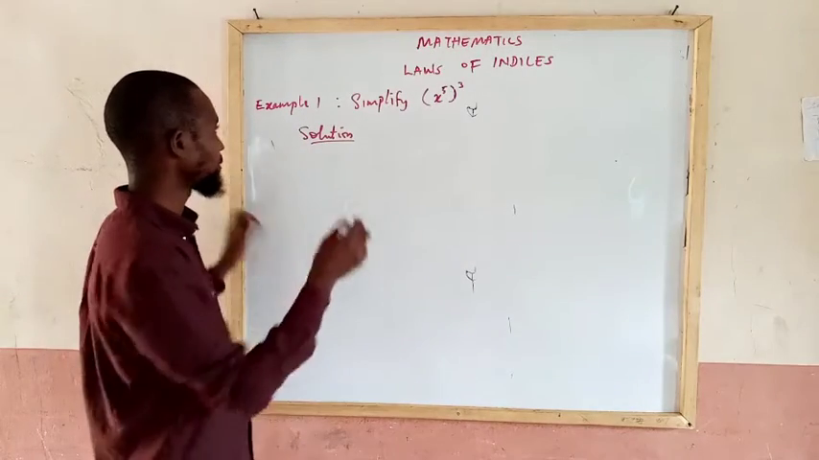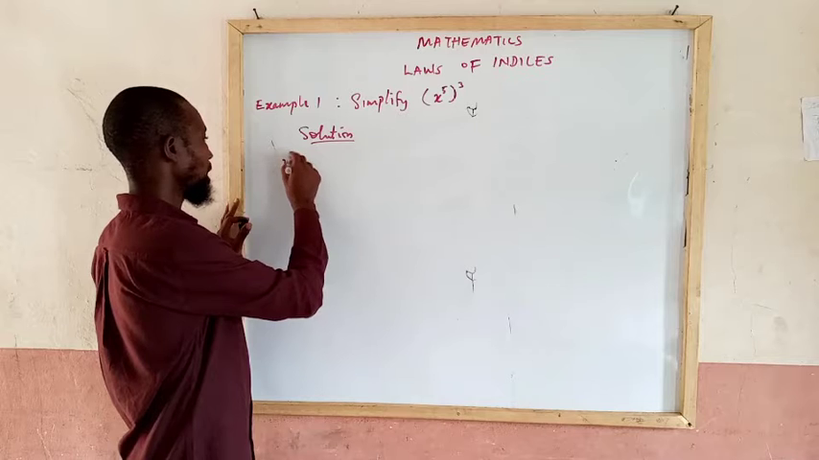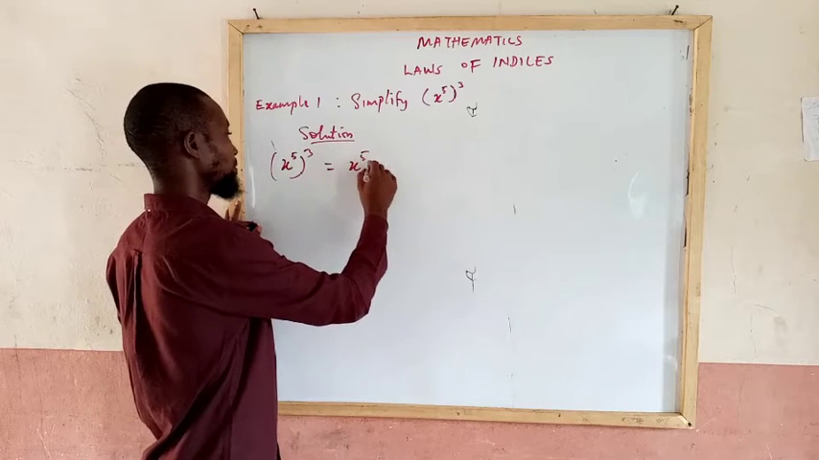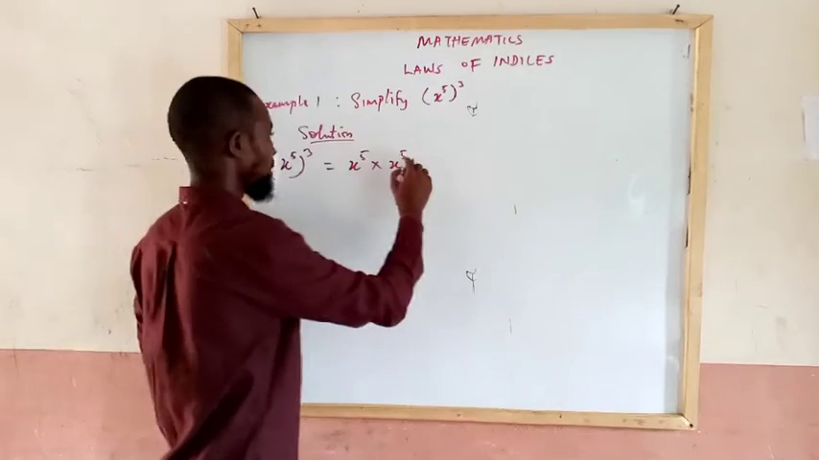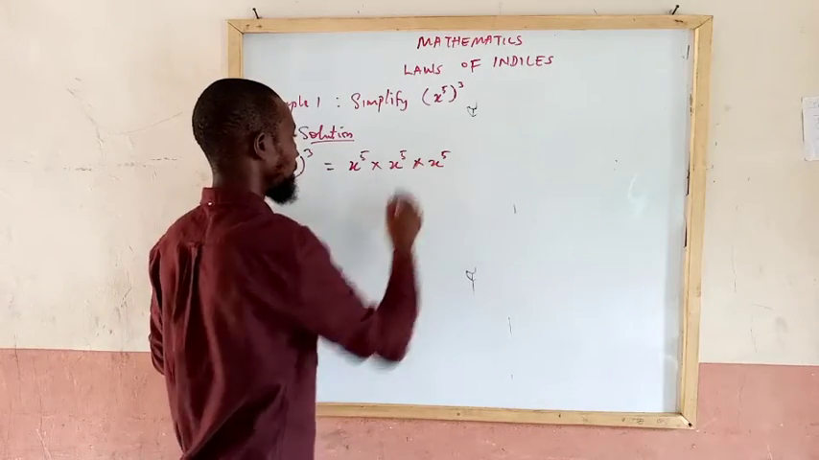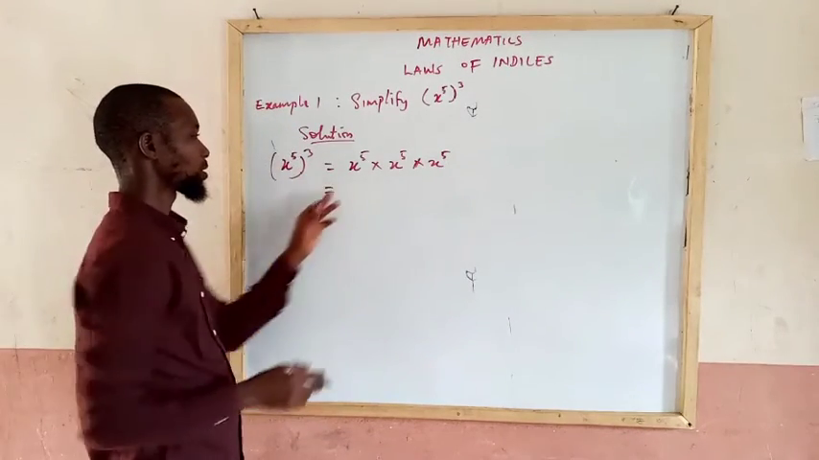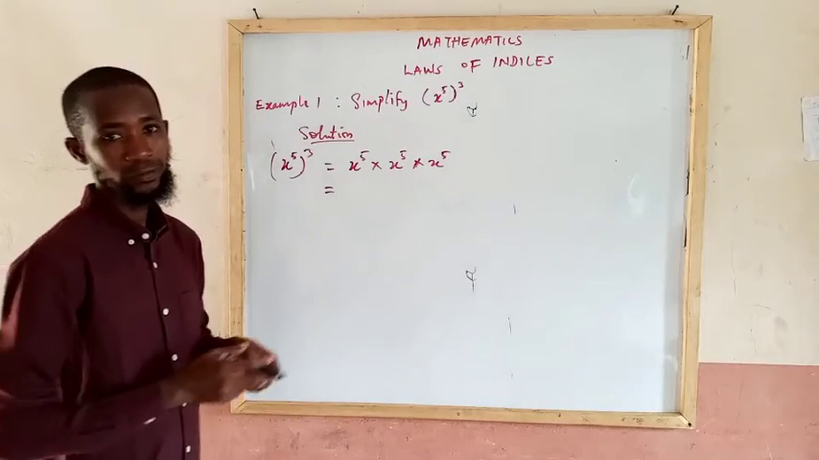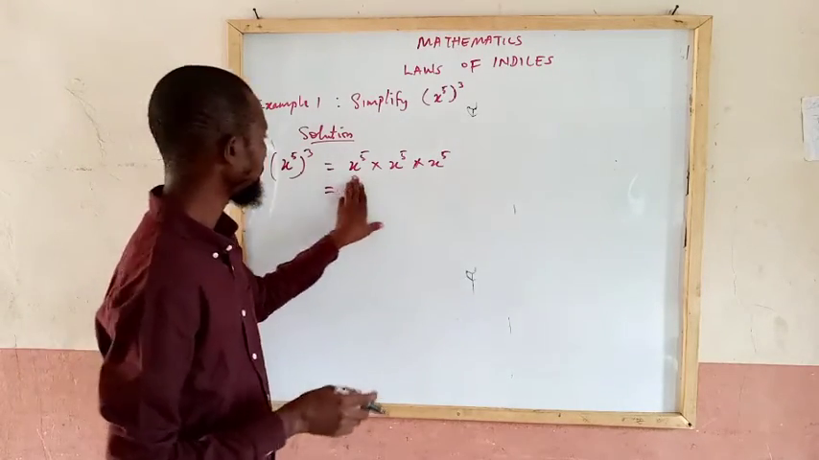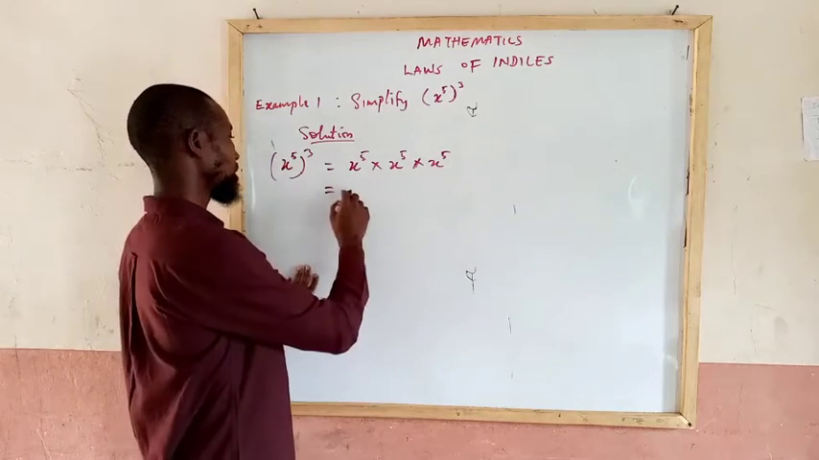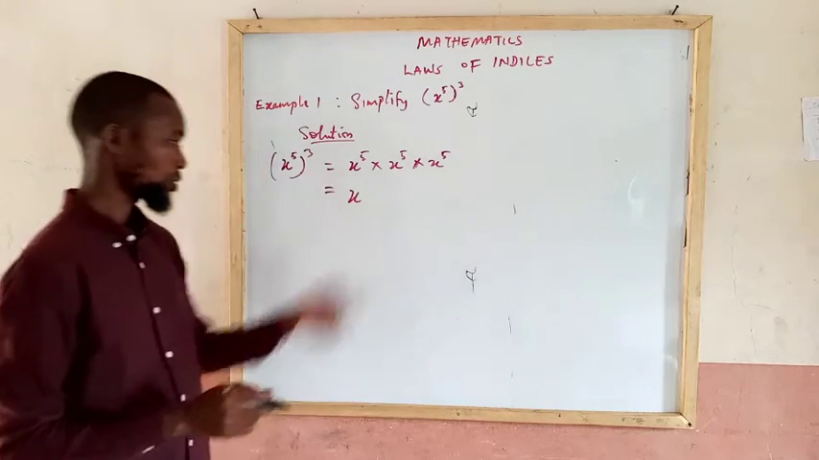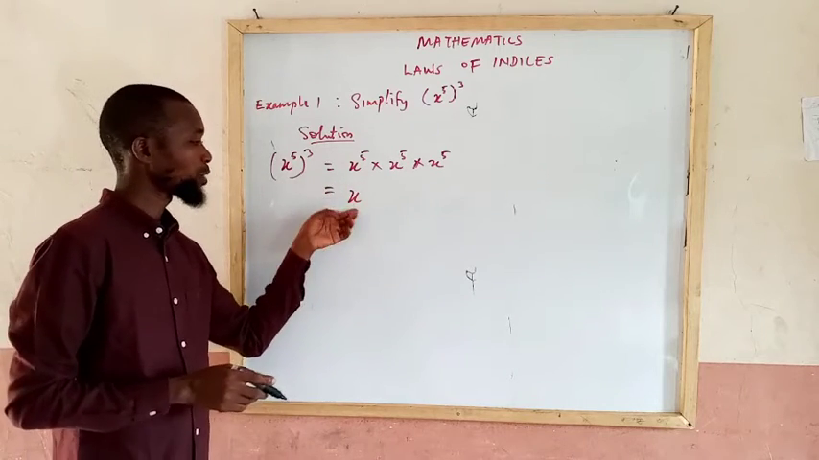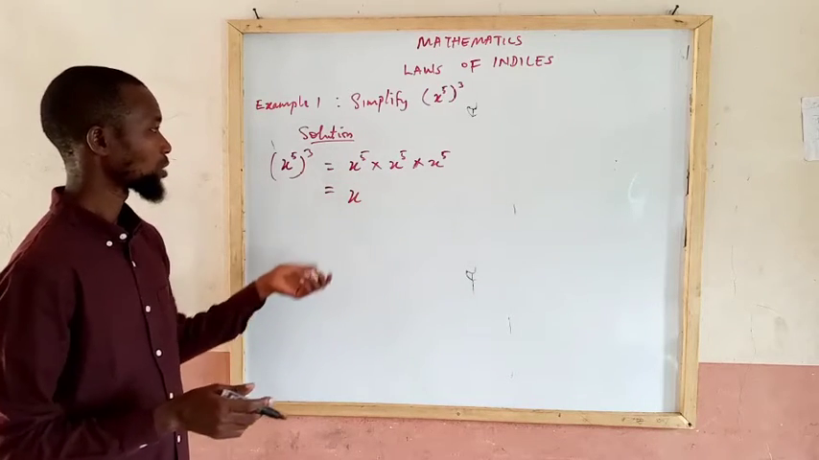3 times. So to solve it, I can say that x raised to the power 5 raised to the power 3 is equal to x raised to the power 5 multiplied by x raised to the power 5 multiplied by x raised to the power 5. And the result of multiplying these is part of what we discussed in the previous class. So this here is x, this here is x, this here is x. So one x will be selected to serve as representative.